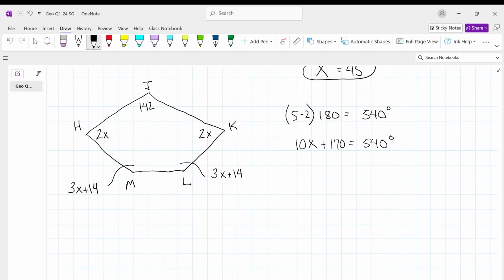So now we can solve for x. We're going to subtract 170 from each side. So our 10x is equal to 540 minus 170, which is 370. And then divide both sides by 10. And our x is equal to 37.